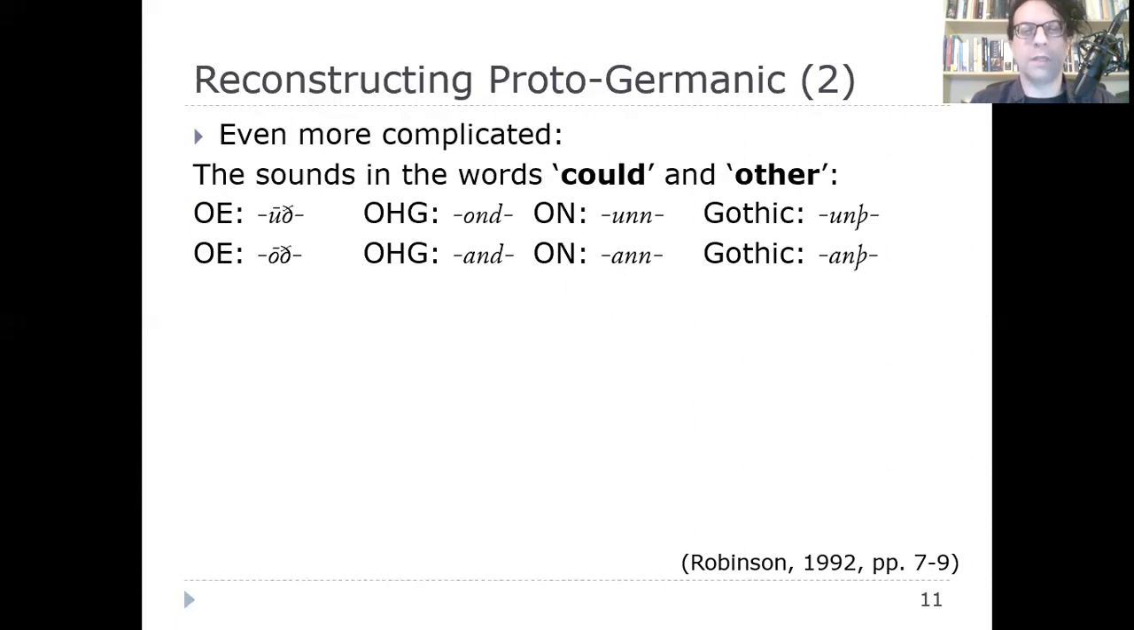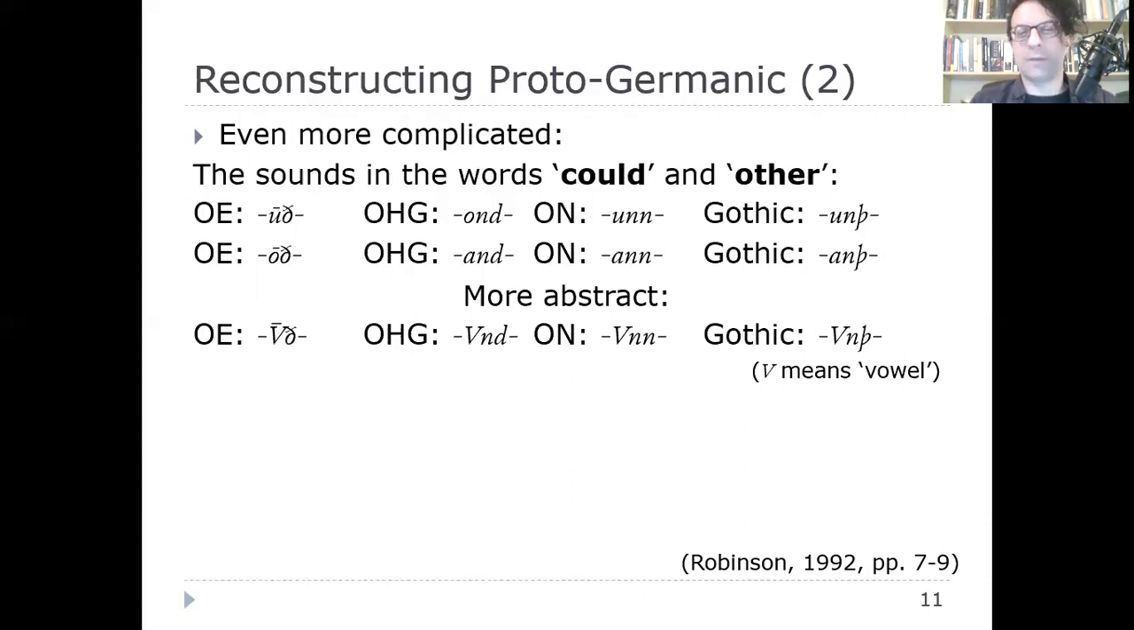In Old High German, you have OND and AND. I'm just going by the spelling right now. In Old Norse, you have an U and an A followed by a long N sound. And in Gothic, you have again an U and an A, but this time followed by an N and a dental fricative sound.